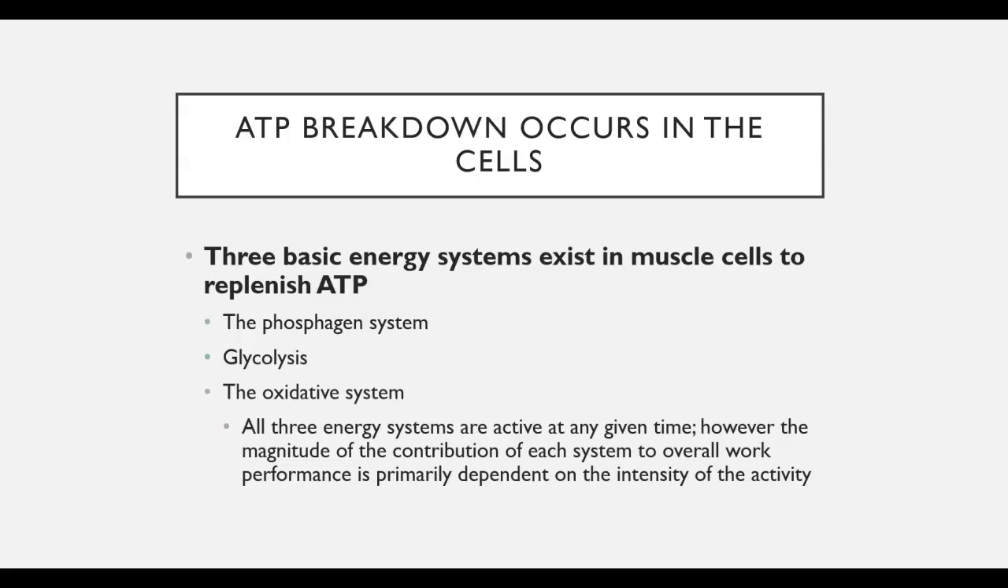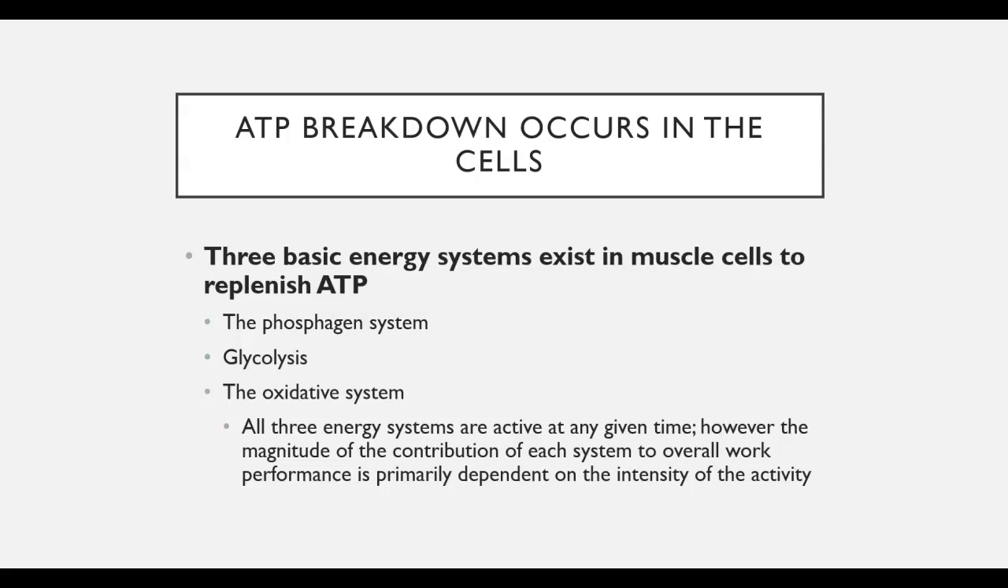And the systems that we use are going to be dependent on the intensity and also the length of the activity that we're doing. So when I'm going out and running 10 miles, which I would not like to do, that's going to be a different energy system than if I was going out and doing a sprint and maybe doing that for 10 seconds.